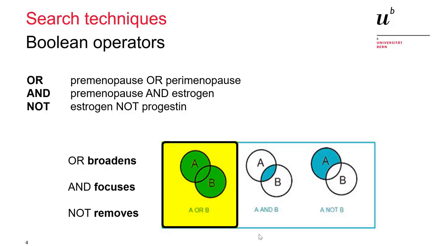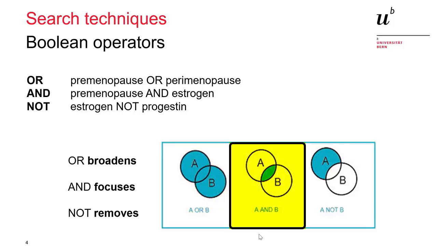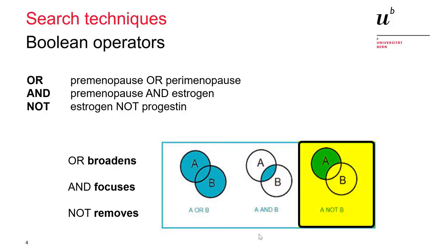If you search premenopause OR perimenopause, you will get all papers that talk about either of those subjects. AND can be used to focus your search. Premenopause AND estrogen will only return papers that talk about both of those topics. NOT can be used to limit your search. Estrogen NOT progestin will only return papers that talk about estrogen and remove any papers that talk about progestin. However, this includes removing papers that talk about both estrogen and progestin. This is one of the reasons why the NOT operator is not recommended for use, especially in early searches when you're first building your search strategy.